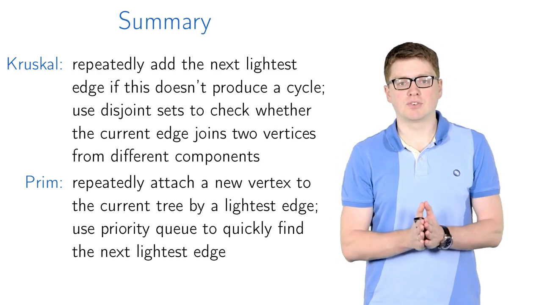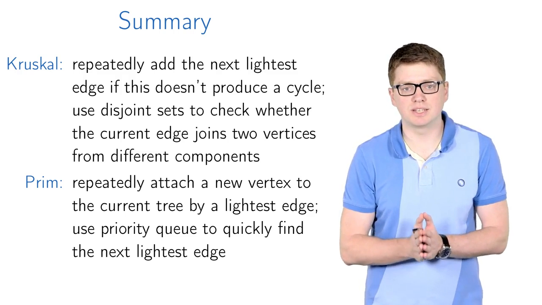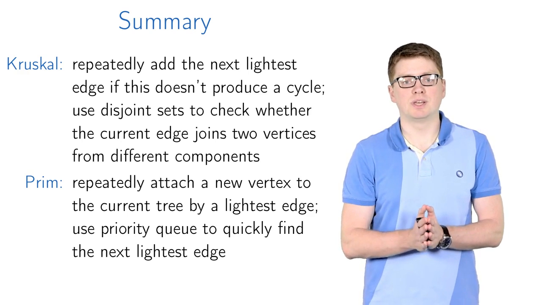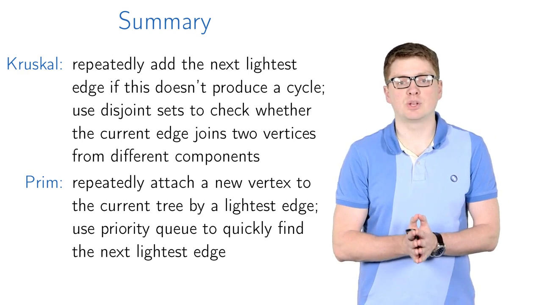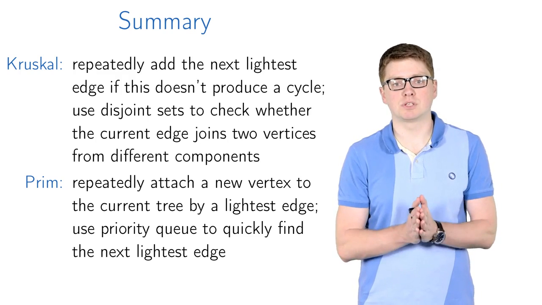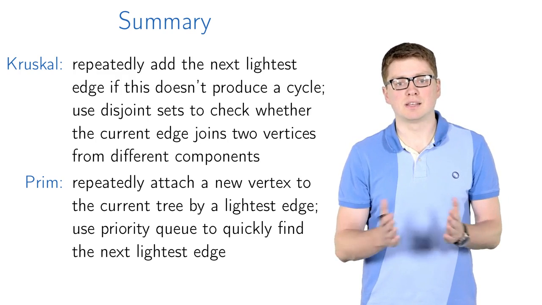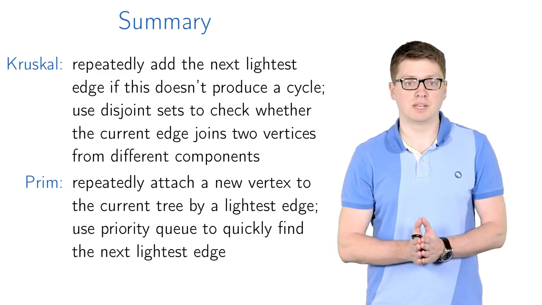The next algorithm is due to Prim. It uses a slightly different but still greedy strategy. Namely, we greedily grow a tree. At each iteration, we attach a new vertex to the current tree by a lightest possible edge. To find such a vertex quickly, we use the priority queue data structure.